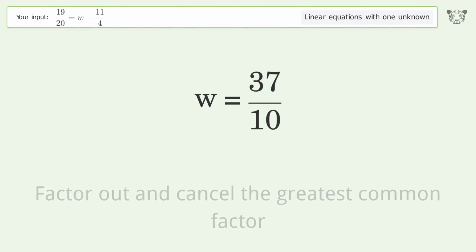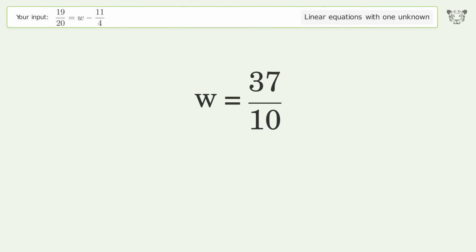And so the final result is w equals 37/10.